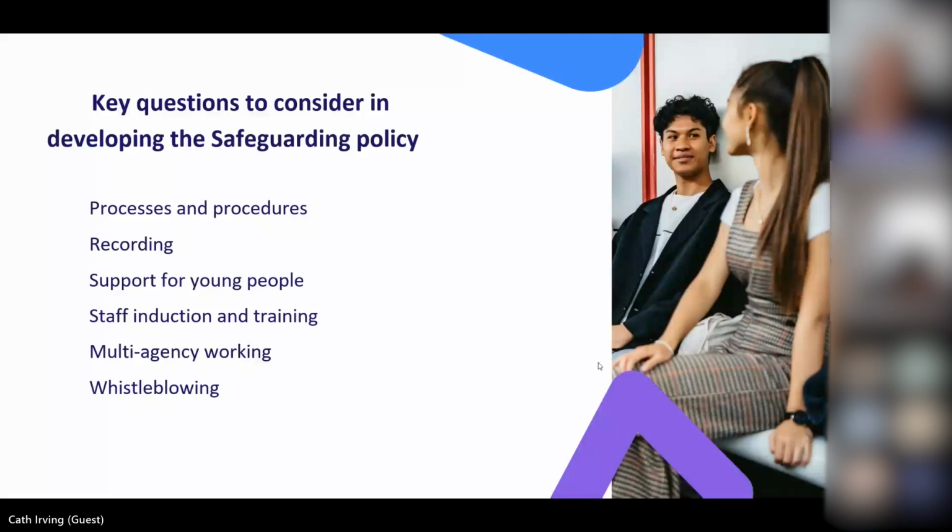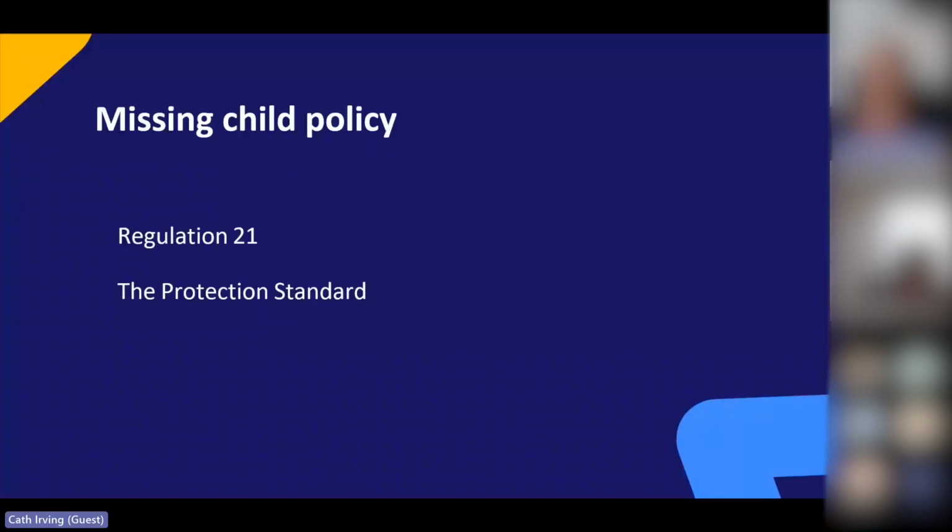So the missing child policy is a requirement and it sits under Regulation 21, and it relates to the protection standards. Providers need to be aware of that statutory guidance on children who run away or go missing from home or care that I referred to earlier, and that will be set out within your learner handbook as well. The policy sets out the different specific procedures to prevent young people from going missing and any action to take if they do.